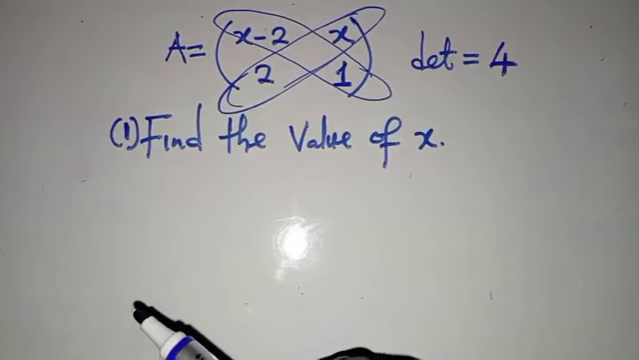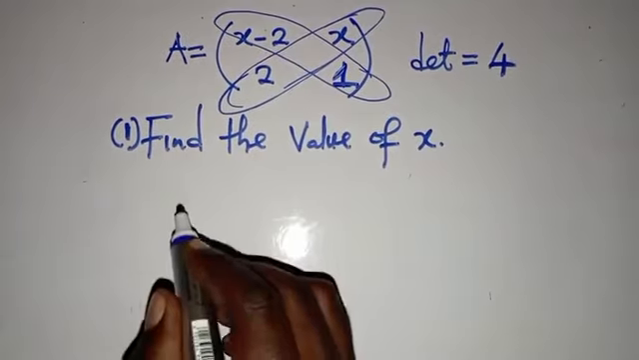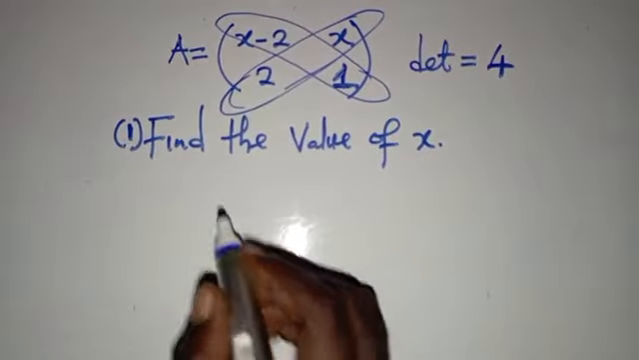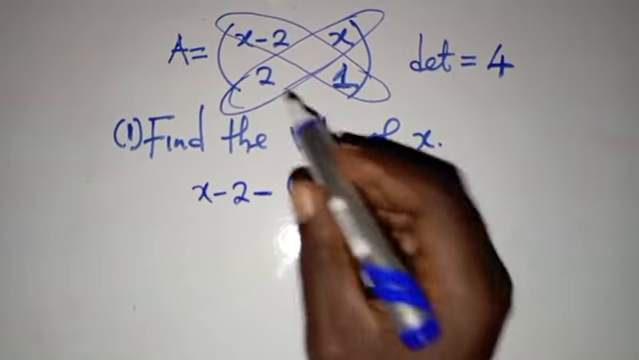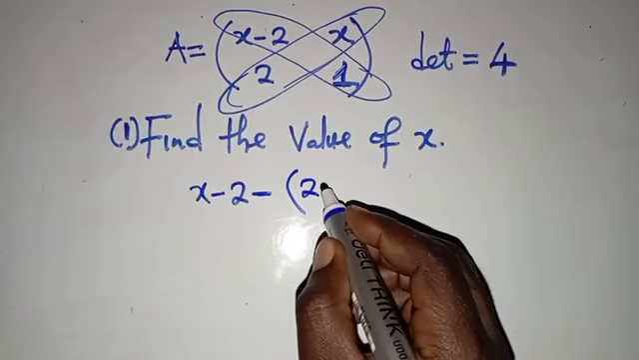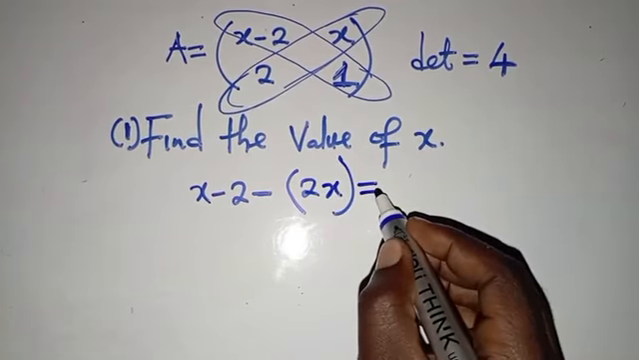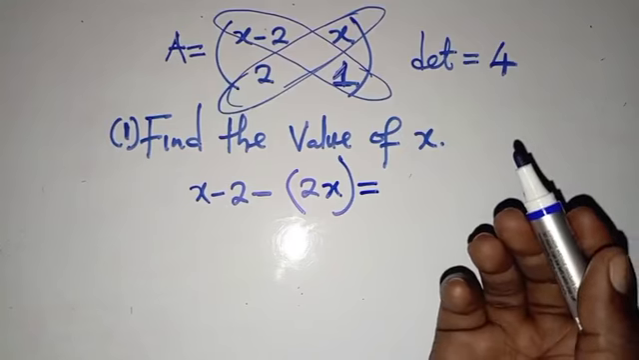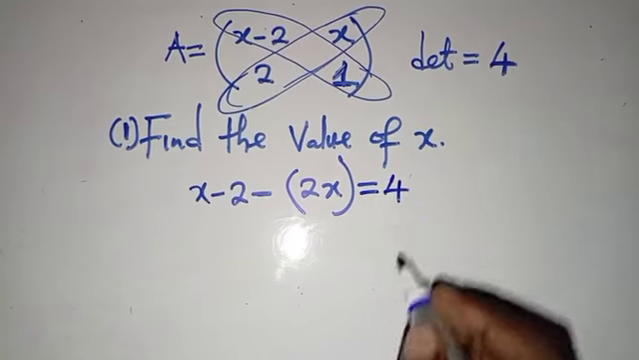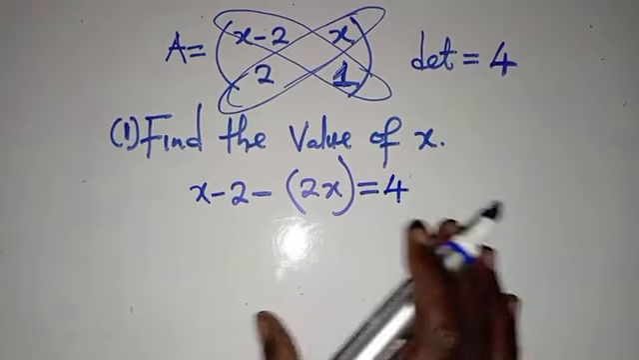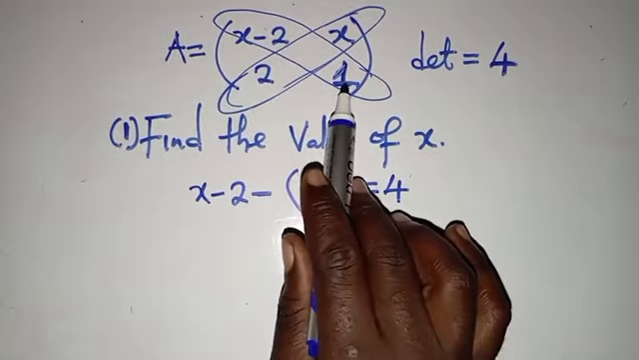So what you're going to do is multiply the major diagonal. This is 1 being multiplied by that. Everything will be maintained: x minus 2, minus the minor diagonal, 2x, which is equal to the determinant that is given. The determinant is 4. I've just done a shortcut here so that we don't confuse ourselves.